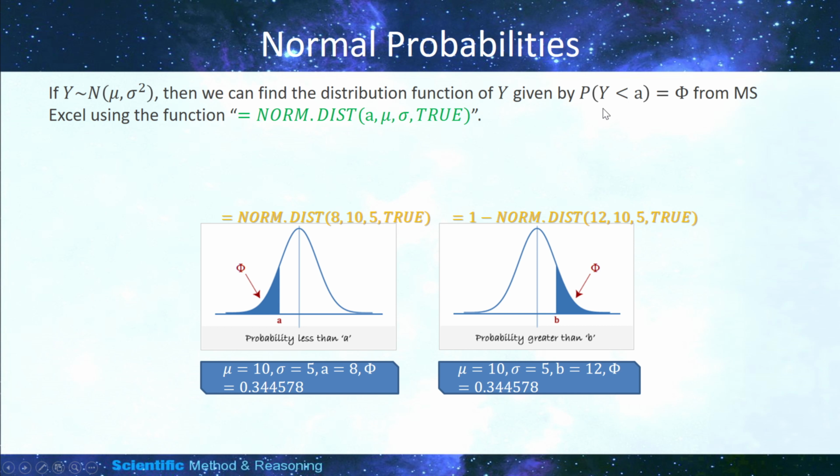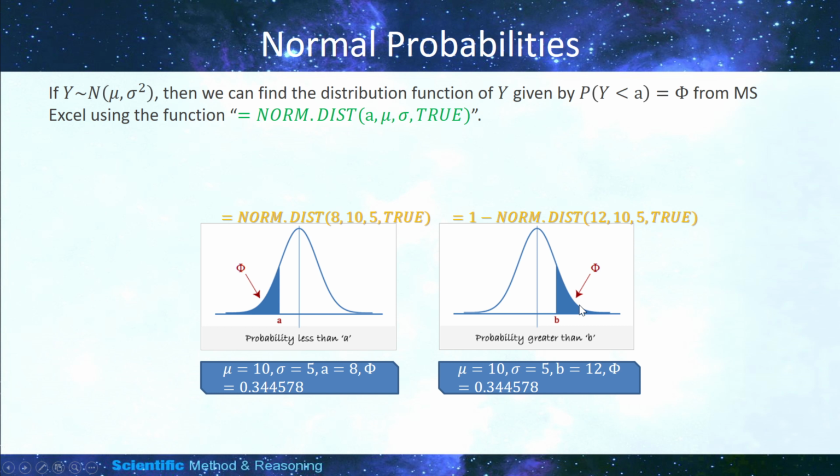To find this probability of y less than a, all we have to do is make use of norm.dist to find the normal distribution function for y less than 8, based on a normal distribution with mean mu equals 10 and standard deviation equals 5. Then Excel will give you a probability of 0.344578.